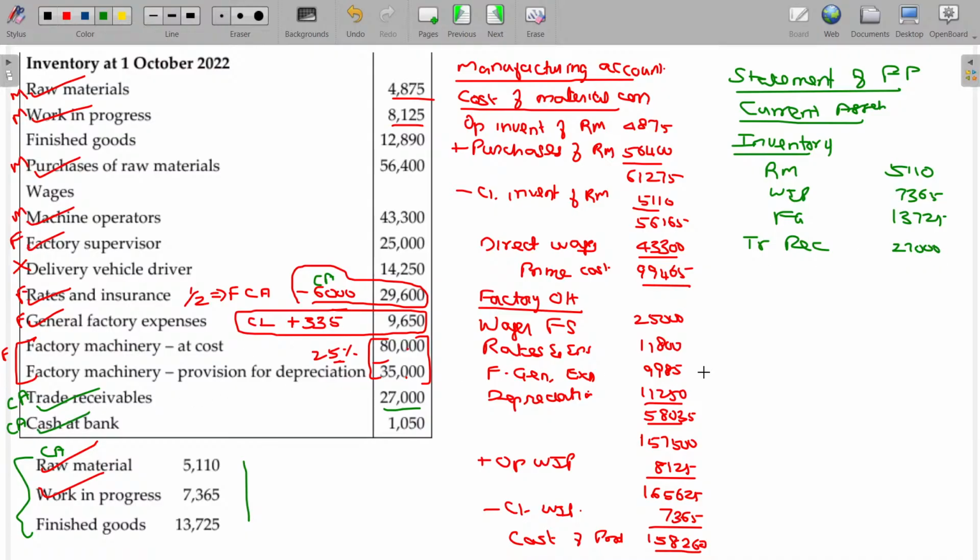And cash at bank 1,050. This amount 6,000 will be named as other receivables. These are receivables, these are inventory. And if I total this, 60,250 will be the total of current assets in your financial position statement.